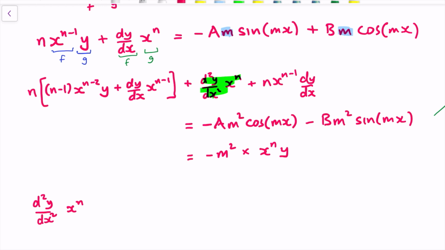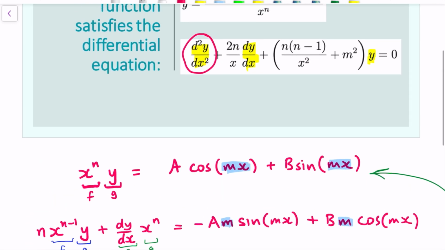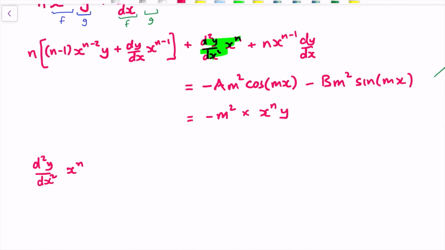Then I'll group the dy dx term next. Okay, the second term, 2n over x dy dx. So it's kind of like when you deal with a quadratic. You put all the x squared terms together, then you put all the linear terms, and then you put the constant last. So where have we got dy dx? We've got it in there, and we've got it there. So if I group those terms together, bearing in mind that that first one has got an n out the front, and the second one has got n x to the n minus 1 too. So both of them together makes 2nx to the n minus 1, all multiplied by dy dx.